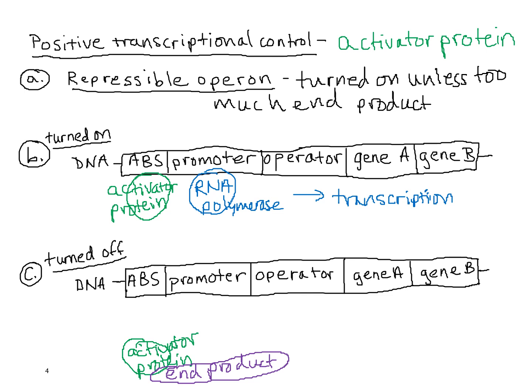And now that the activator protein is no longer bound to the activator binding site, RNA polymerase is no longer able to bind to the promoter, so there won't be any transcription, and that's going to turn the operon off, okay, which is what you want because you don't want to keep making the end product because you've got too much.